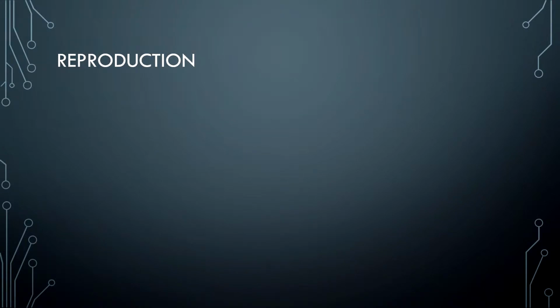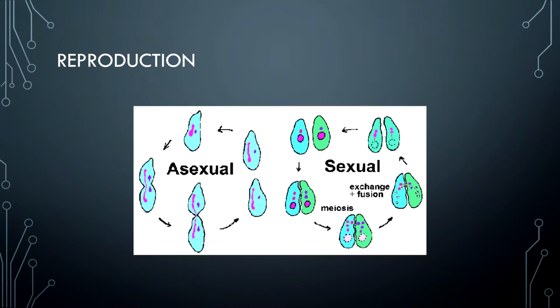Hi everyone, today we're going to be looking at reproduction. There are two main ways of reproducing, asexual and sexual reproduction. Asexual reproduction produces the same daughter cells. This means they have the exact same genetic material as the parent cells. Sexual reproduction is where you produce genetically different daughter cells. So you have two parents combining their DNA with crossover and exchange to produce daughter cells that are genetically different.